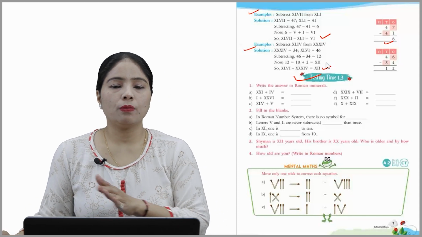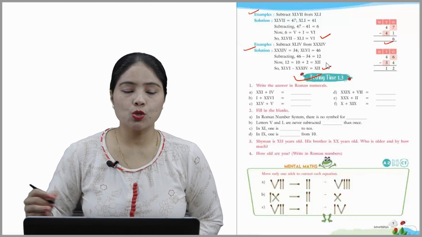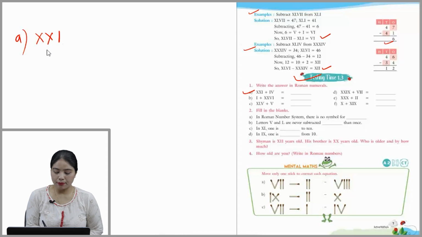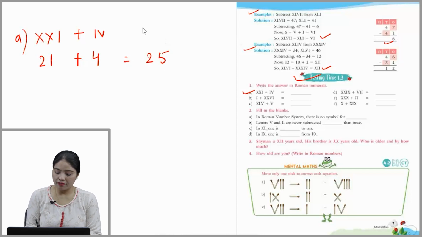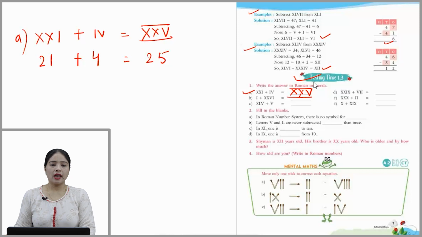Now texting time 1.3. Write the answers in Roman numerals. So first one is given 10, 10, this is 20 and 21. So 21 में से माइनस करना है हमने. XXI, that means ये हमारा है 21. Then add it. Add किस में करेंगे हम? IV. IV हमारा क्या है 4. So 21 plus 4 कितने हो गए हमारे 25. So how to write 25 in Roman numerals? X, X and V. That is called 25. So answer कितना बन गया हमारा X, X and V. Okay, I hope you understood.